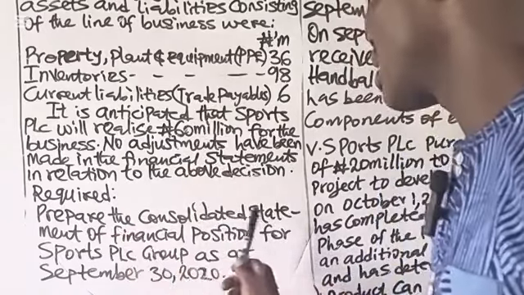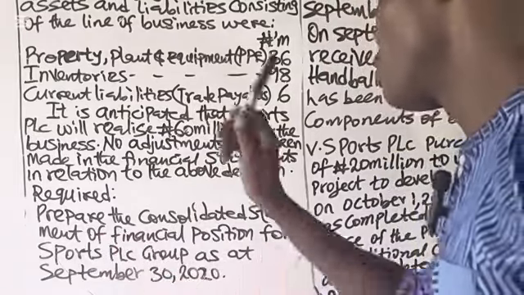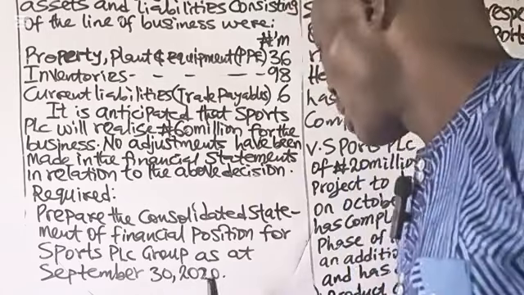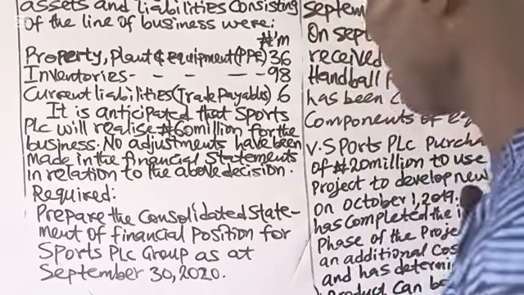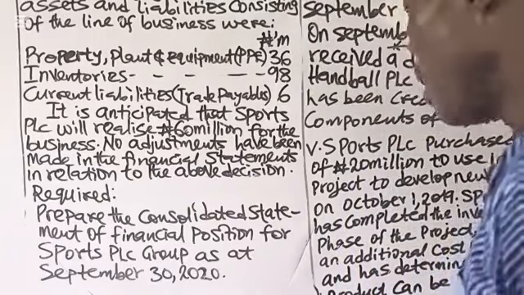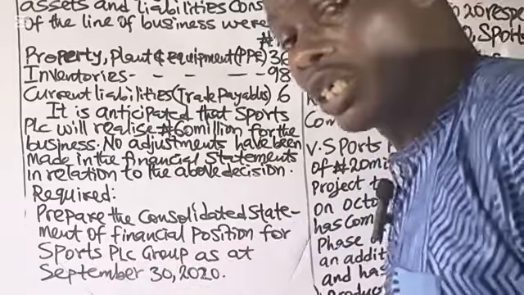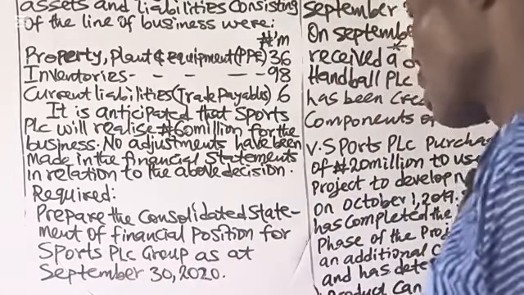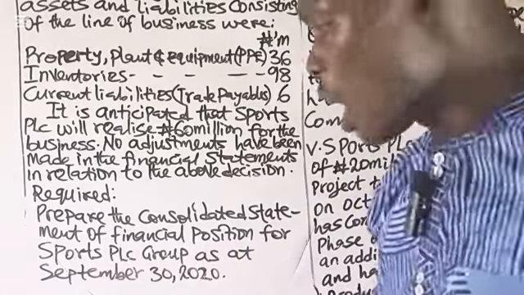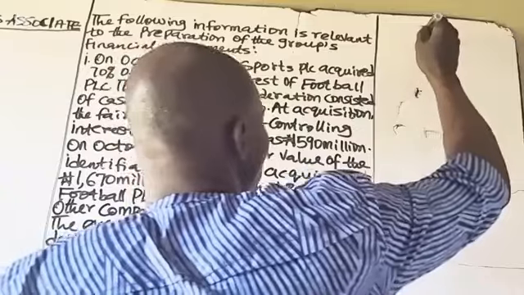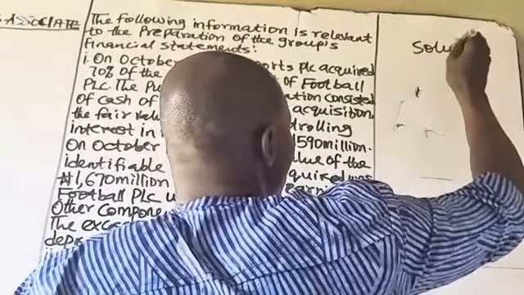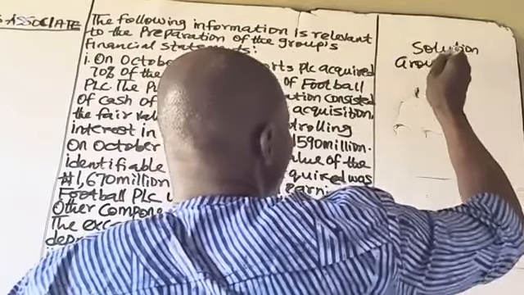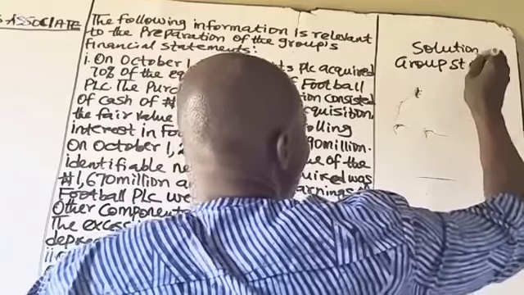Required: Prepare the consolidated statement of financial position for Sport PLC Group as at September 30, 2020. Now, the name of the entity is Sport PLC Group. We want to have the solution to the question. Sport PLC Group. And the first step is to draw the group structure. The starting point is the group structure.